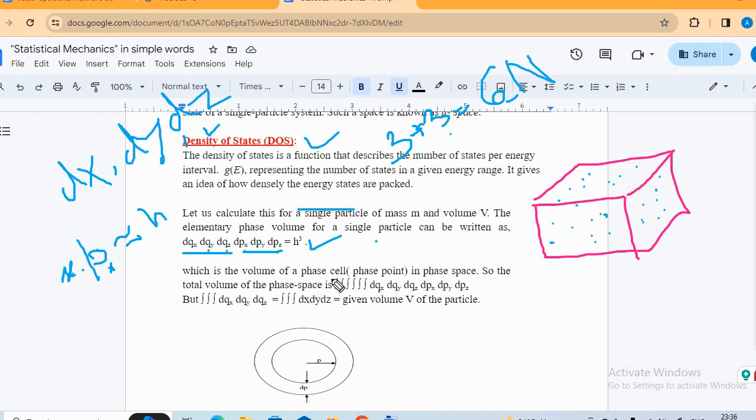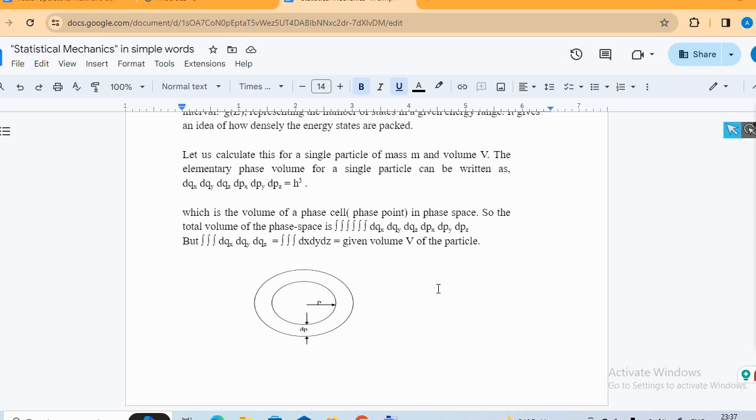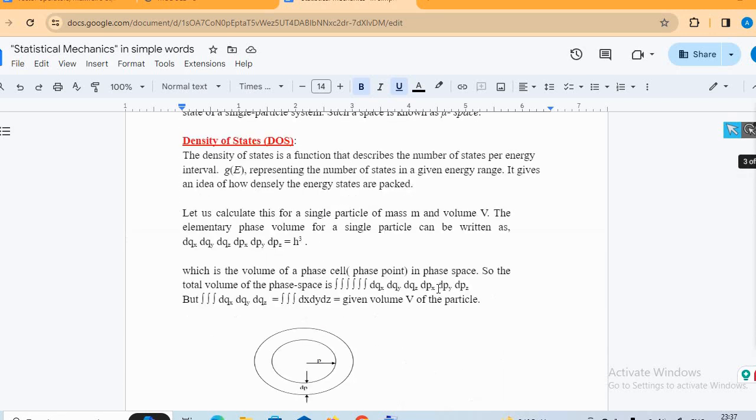To get the total volume of the phase cell, you need to integrate over the system. We are talking about a continuous system, so we are integrating. Now, the total volume, when you are integrating over position, obviously gives the physical volume of the system. If this is a sphere, this is 4/3 pi r cubed. If this is a cube, then this will be l cubed or a cubed.